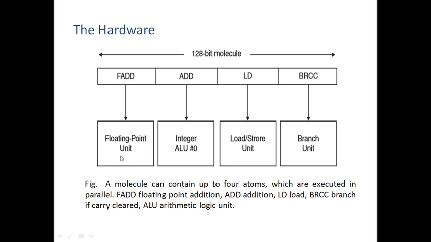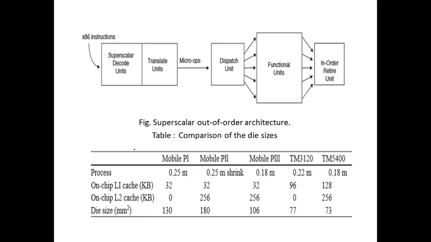This is the structure of a Transmeta Crusoe processor hardware. Then see here, we will see the structure of other superscalar out of order architectures. This structure is useful for Pentium 1, Pentium 2, Pentium 3 processors. We will see this architecture also. Then compare this architecture with the Transmeta Crusoe processor architecture. Then we will see what are the advantages and what are the disadvantages.